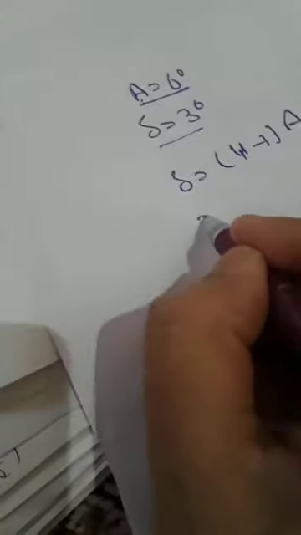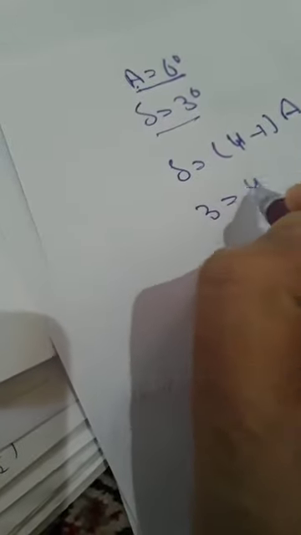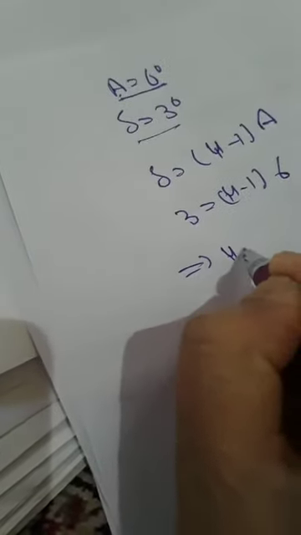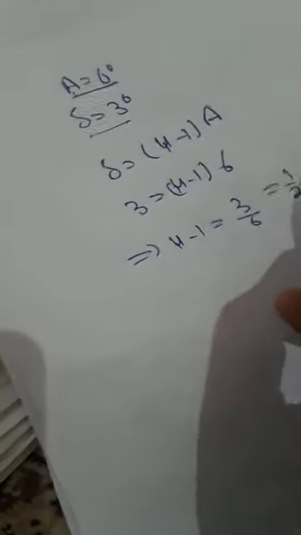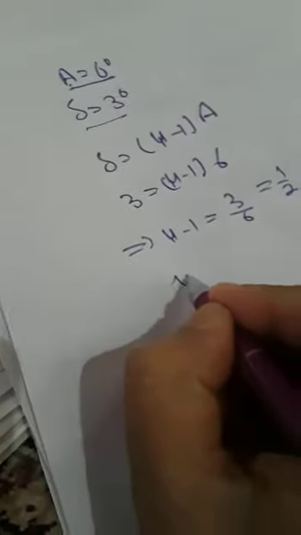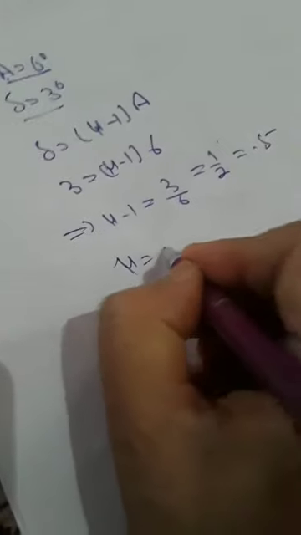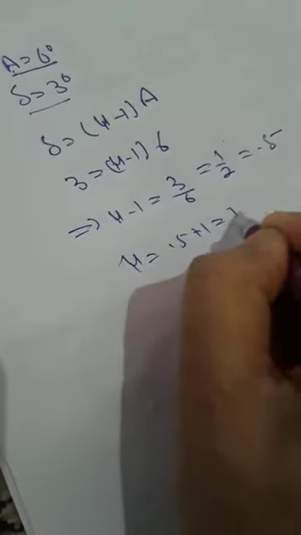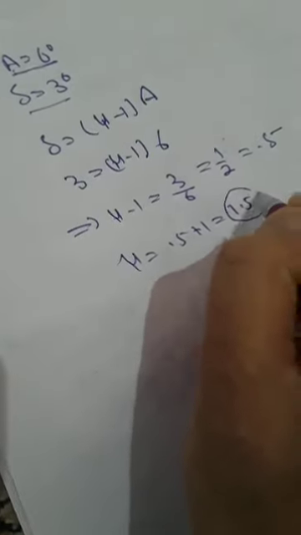Ultimately we can get D, which is 3, equal to (mu minus 1) into 6. So mu minus 1 is equal to 3 by 6, which is 1 by 2, which is equal to 0.5. Mu is equal to 0.5 plus 1, which is 1.5. That means its refractive index is 1.5. I hope you have got it.